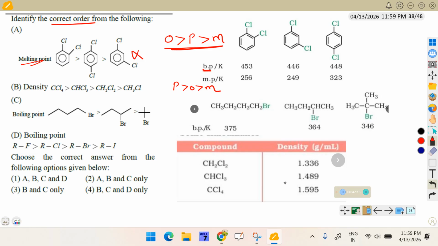Density, yes. Mass by volume, as mass increases, density increases. Boiling point: as the number of branches increases, the boiling point decreases. The boiling point order given is wrong. The correct order is RI greater than RBr greater than RCl greater than RF, because boiling point is directly proportional to molecular weight. Only B and C are correct.